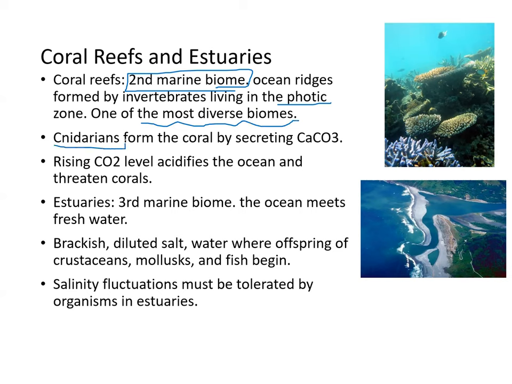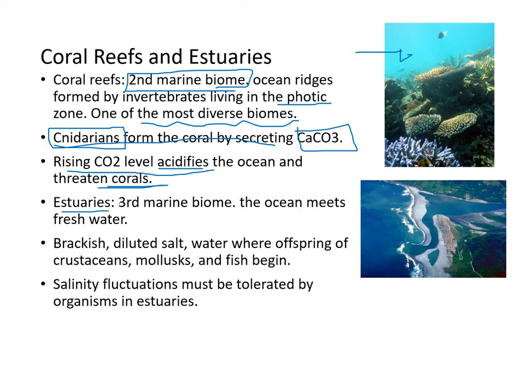So cnidarians are the ones that form the coral by secreting calcium carbonate. But the rising CO2 level actually acidifies the ocean and threatens the corals. This is why corals bleach. And here's an example of a coral reef shown here. All these different shapes are created by cnidarian corals.